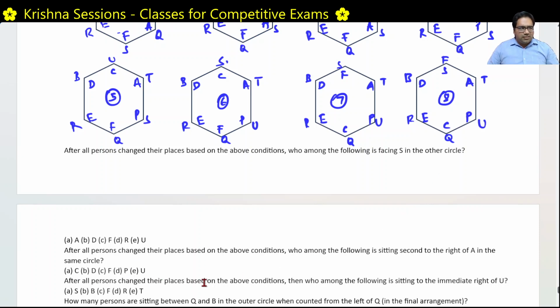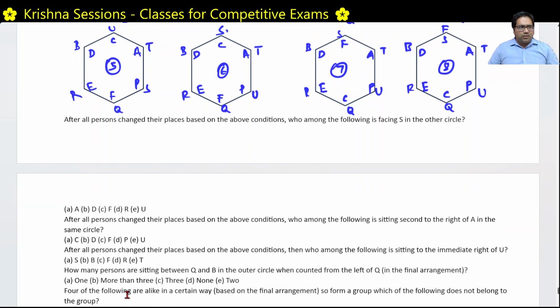After all persons change their places, who among the following is sitting to the immediate right of U? The immediate right of U, facing inside, is T. T is the correct answer. How many persons are sitting between Q and B in the outer circle when counted from the left of Q? Left of Q is facing inside in the outer circle. That means only one.